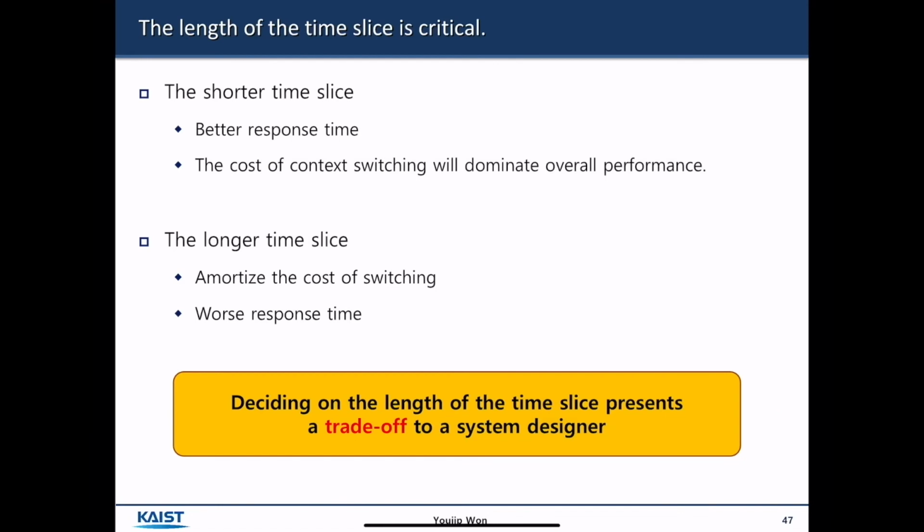The length of time slice is critical. If the time slice is short, then it is better for the response time. But there are going to be more context switches, and the context switch overhead will be a dominating factor over entire system performance. If we take a longer time slice, then the number of context switches gets smaller, however, the response time is not as good as with a shorter time slice. So what is the right length of time slice? Deciding the length of the time slice is determined by the system designer and with experience.